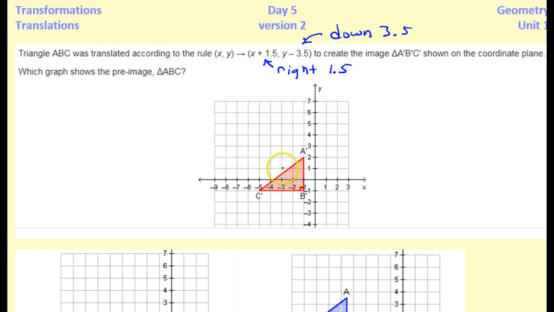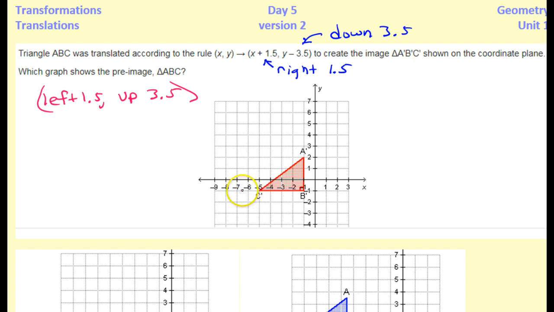So if I want to find the pre-image, I'm going to go left 1.5, and I'm going to go up 3.5. Okay? That should undo these two changes and take us back to where we started from, and that's what the pre-image is.